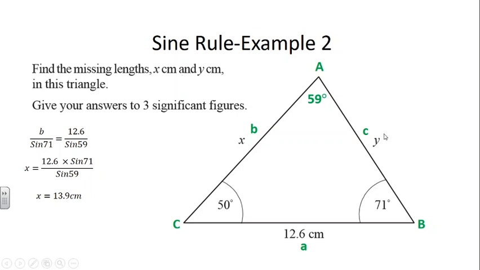We're trying to work out length, so I want the lengths on top. I need to leave C on itself, so I need to multiply up by sine 50. Typing this in your calculator gives you a length Y as 11.3 centimetres. Notice it does ask for three significant figures, and in an exam, it's worth an extra mark to get your rounding correct.